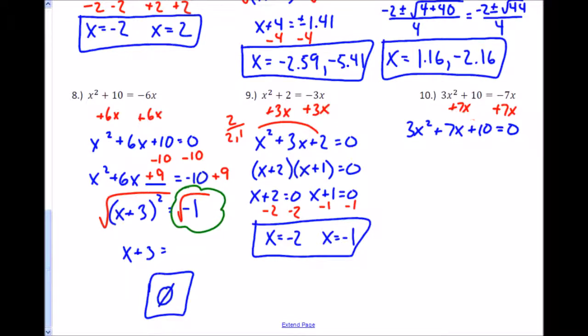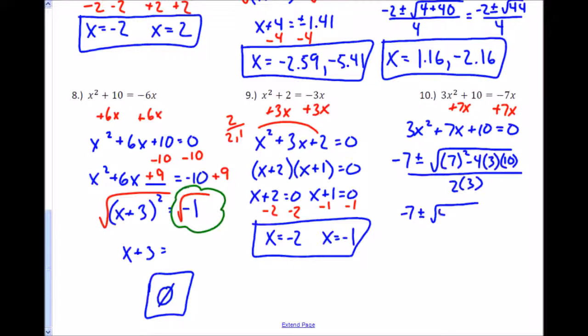I can't come up with those two numbers, so I either have to do completing the square or the quadratic formula. For this one, I'm going to use the quadratic formula. So I do the opposite of b, which is a negative 7, plus or minus the square root of b, which is 7 squared, minus 4 times a, which is 3, times c, which is a positive 10. And now I'm going to put that all over 2a, which is the 3. I plug it in. That's a negative 7 plus or minus the square root of 49 minus 4 times 3 times 10, which is 120, all over 6. And then 49 minus 120 is going to give me a negative 71.